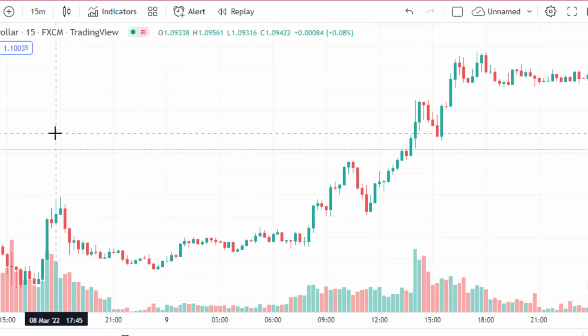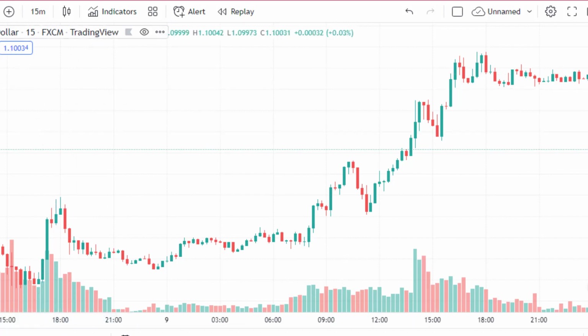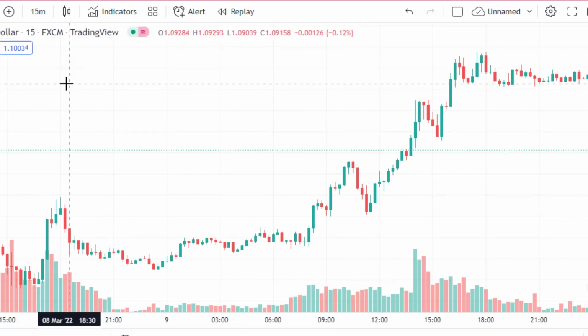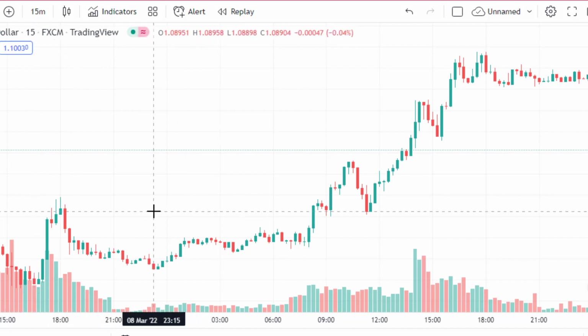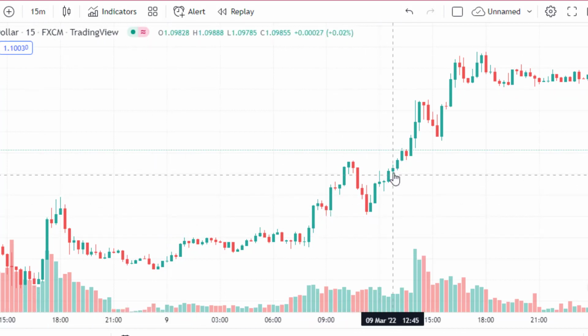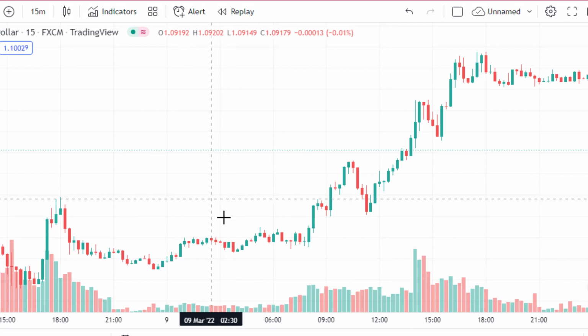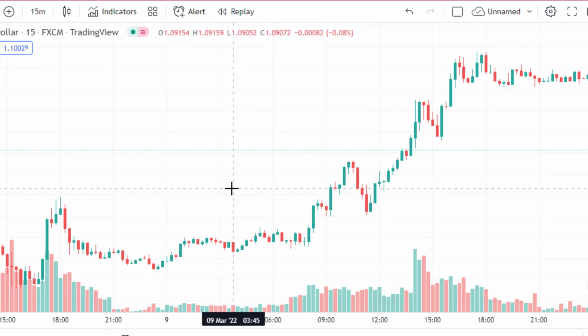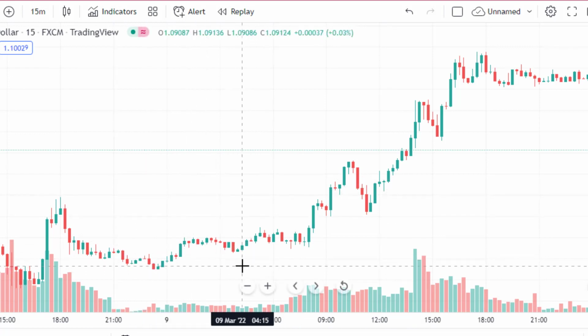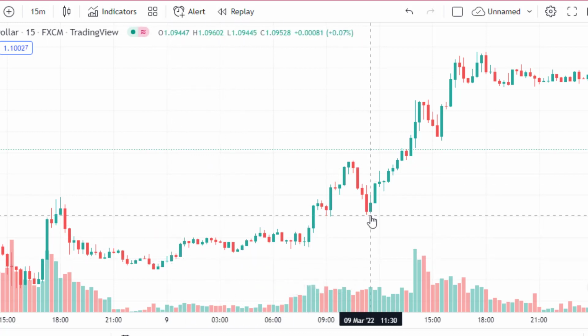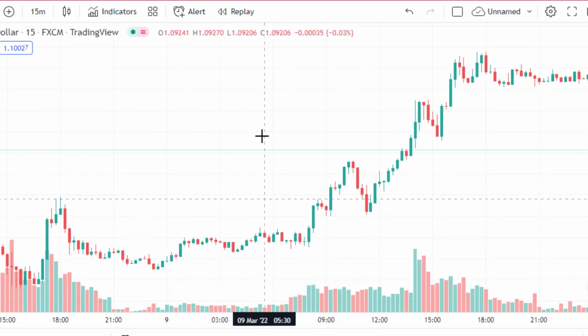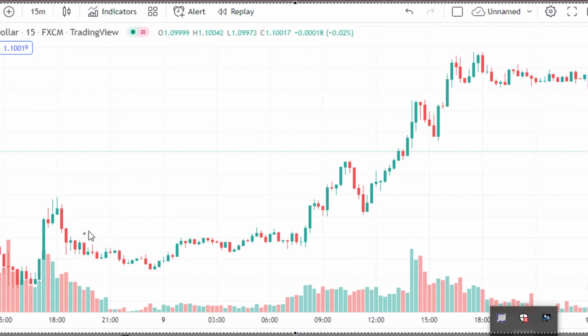This is the TradingView platform, EUR/USD pair, 15-minute chart, Forex market. Our previous topic was the ranging market. Today I will explain about the trendy market. So what do we mean by trend?